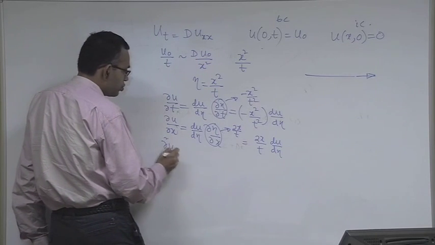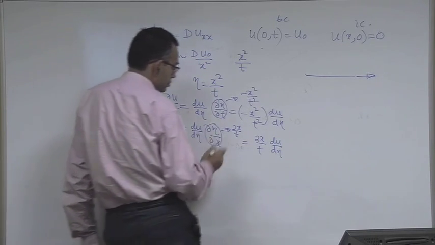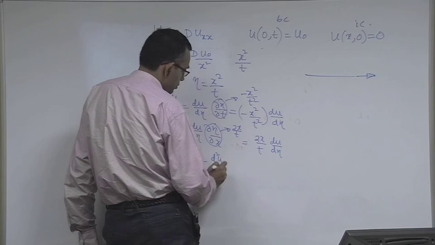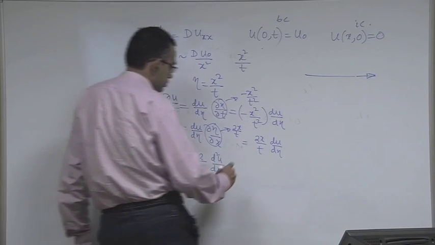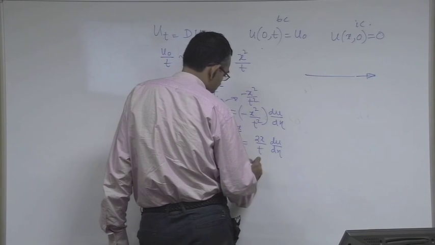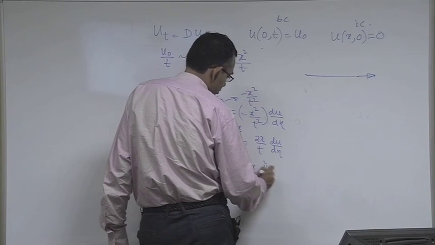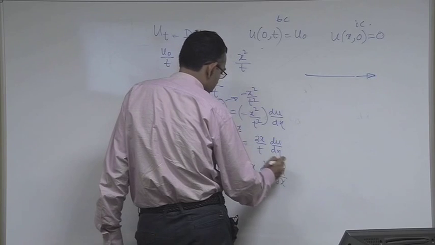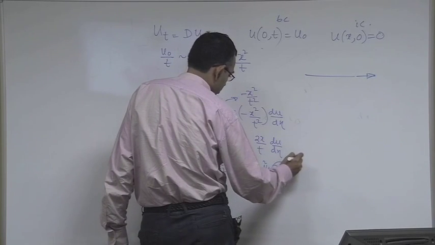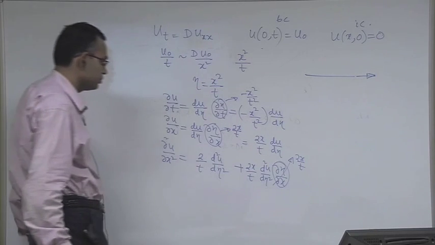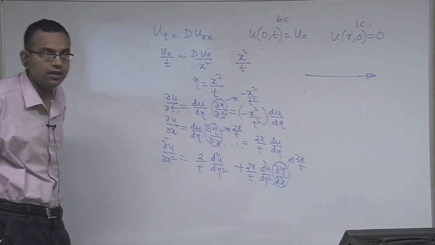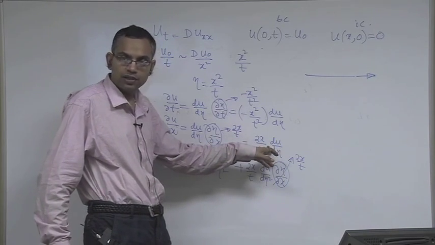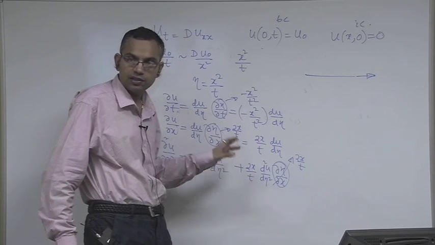So del 2u del x 2. Alright, so this is basically what we have done. This is a product of two functions, so we have used the product rule for differentiation.